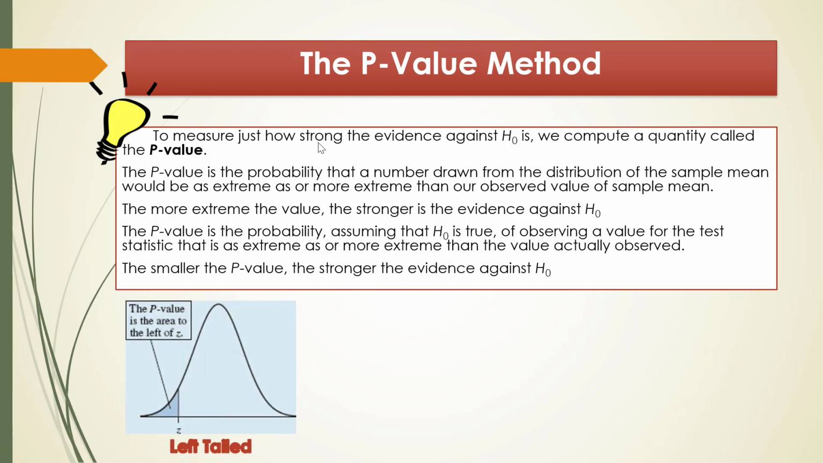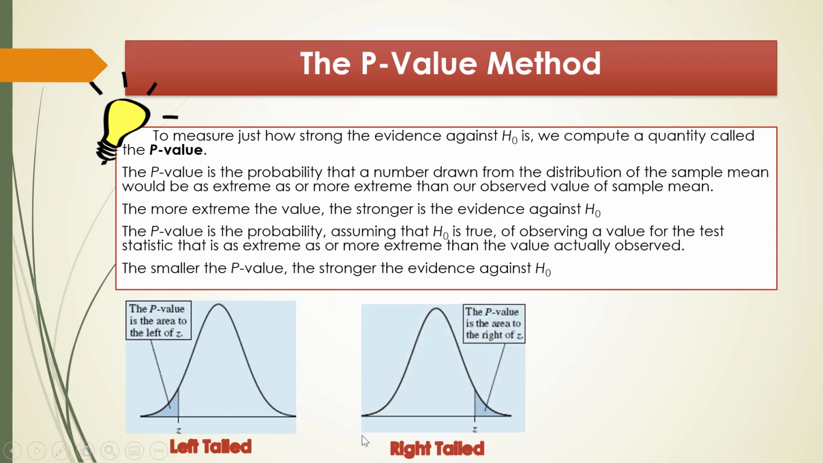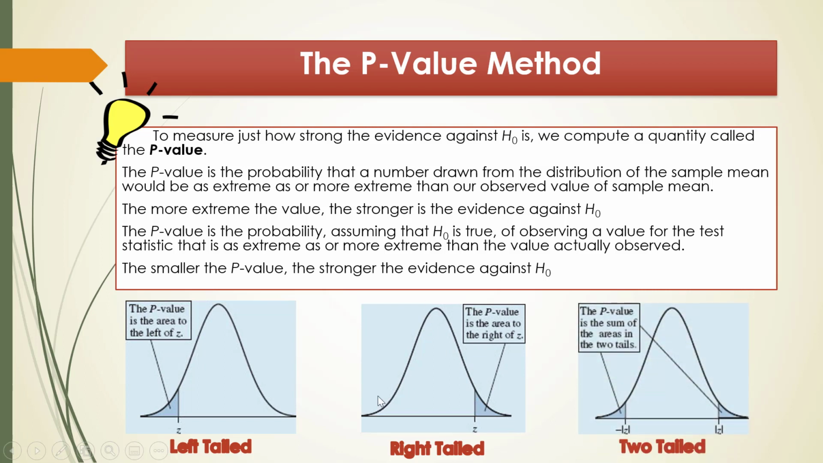So if we have a left-tailed test, the p-value is the area under the standard normal curve to the left of the test statistic z. If we have a right tail, the p-value is the area to the right of the test statistic under the standard normal curve. And if we have a two-tailed test, the p-value is the sum of the areas in the two tails.